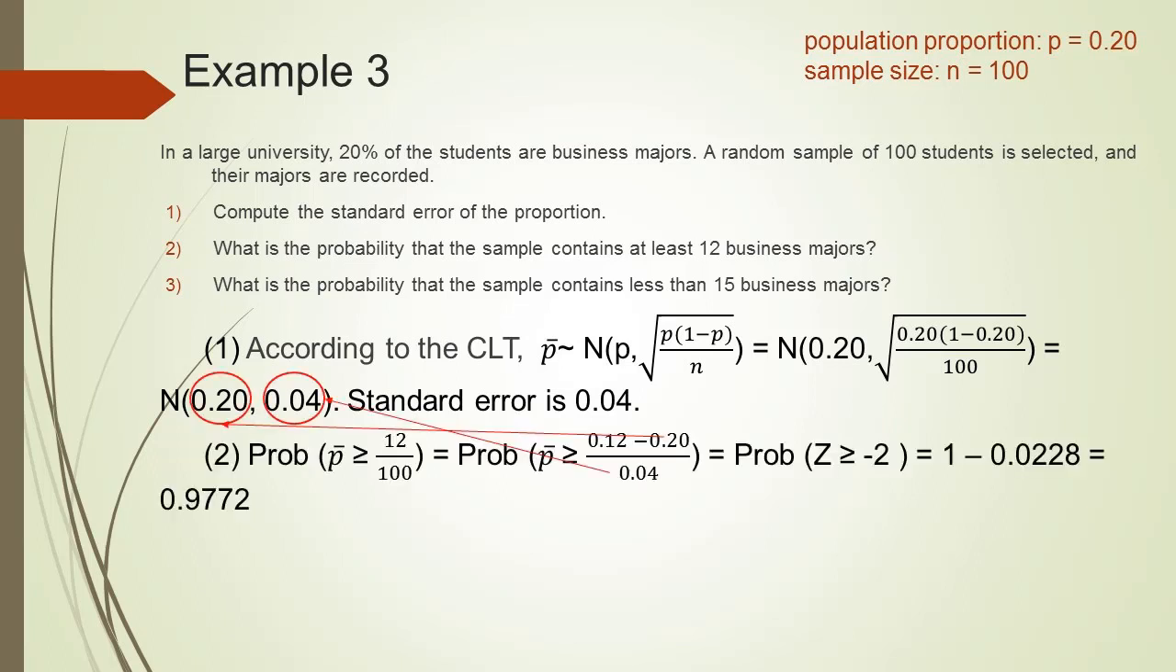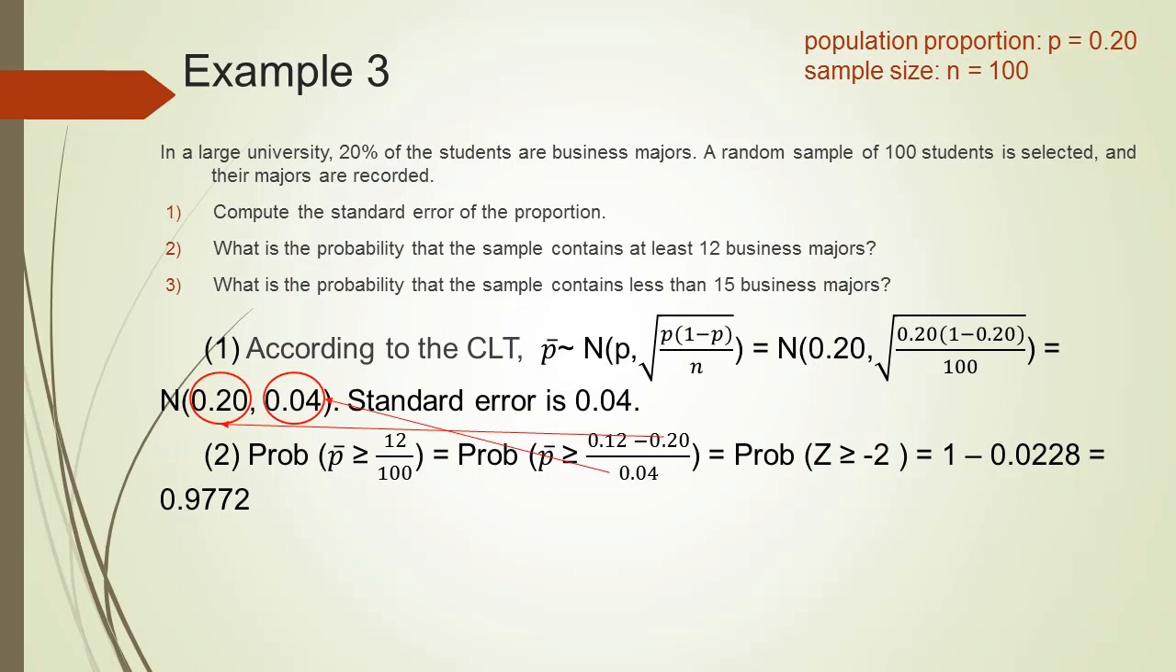Question 2 asks for the sample to have at least 12 business majors. The sample size is 100. Having at least 12 business majors is the same as having a sample proportion greater than or equal to 12 over 100. That's 12%. 12% is our observation. This can be converted to a z-score of -2 using observation subtract the mean divided by standard deviation again. The mean here would be the mean of the sampling distribution of the sample proportion, that is 0.20, and the standard deviation is the standard error of 0.04 that's calculated in question 1. 12% has a z-score of -2.